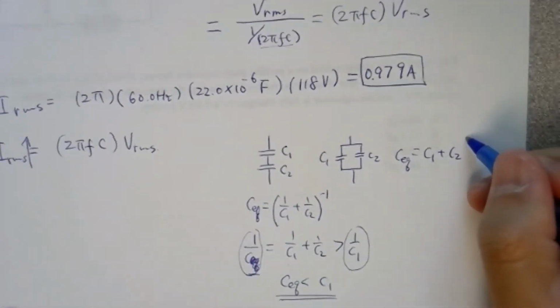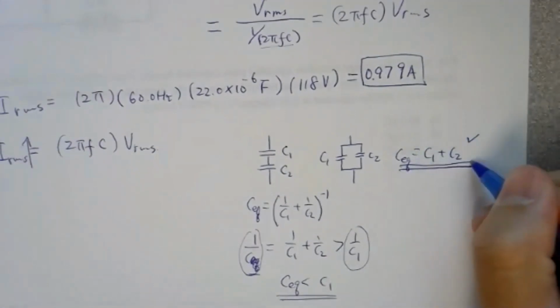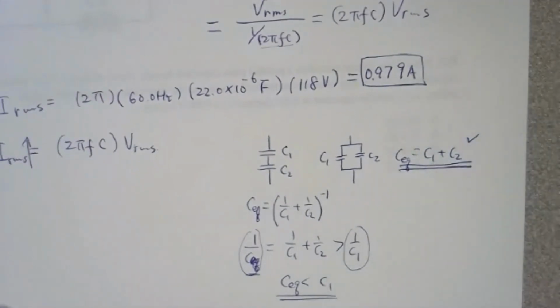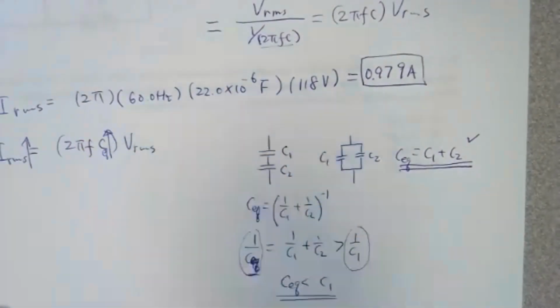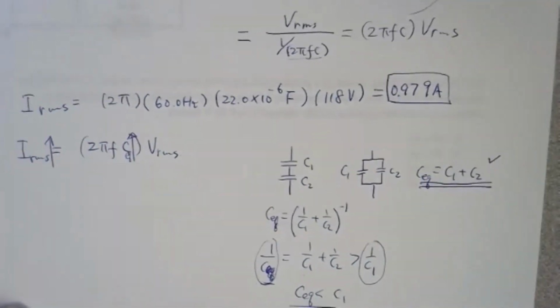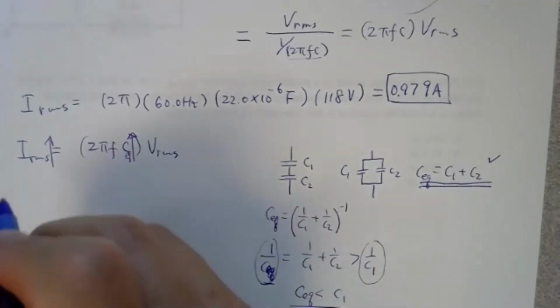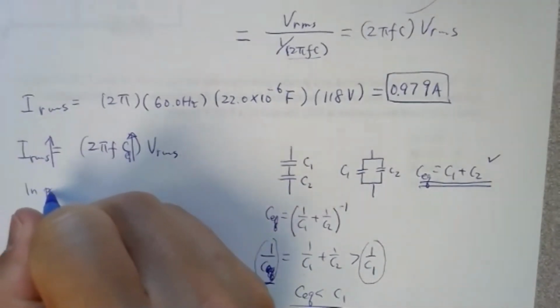So you want to put them in parallel to increase this C. Because you have two capacitors, your answer should be in parallel.